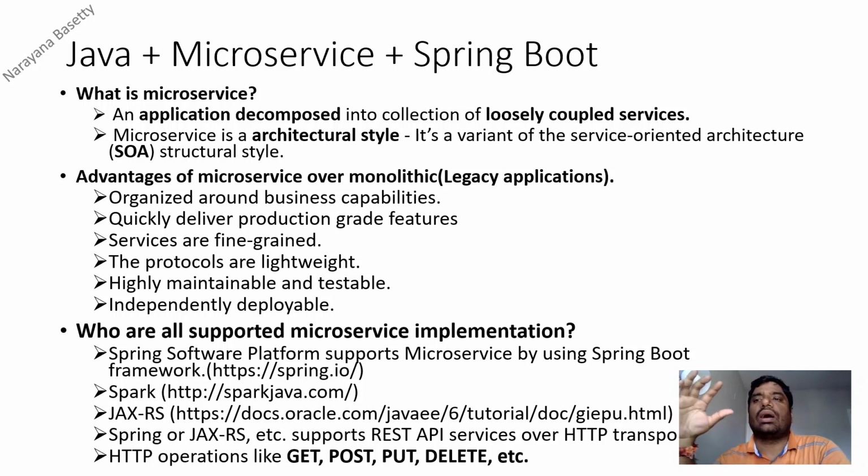Hope you can see: organized around business capabilities. Whatever features belong to a similar set can be made into one microservice. This is going to be very rapid compared to the legacy way of development. Using microservices, you can quickly implement production grade features and deliver them to the customer.